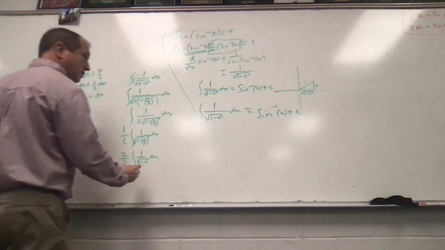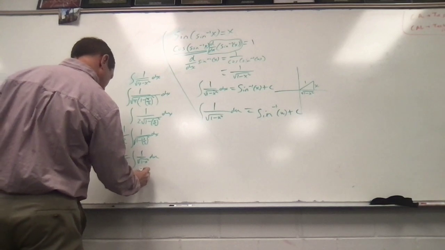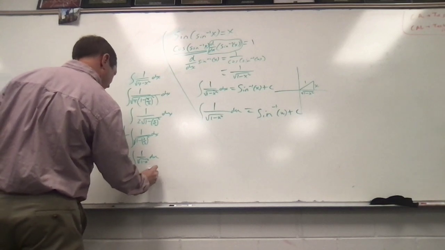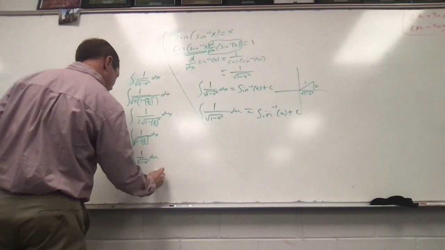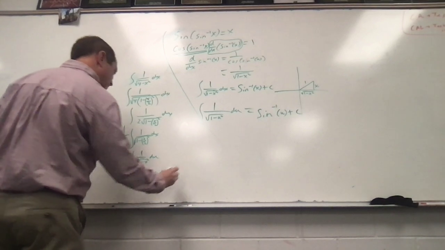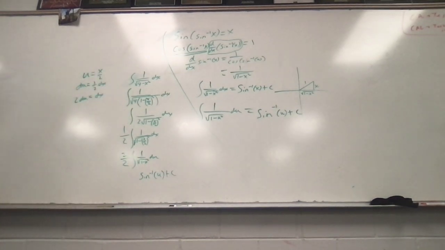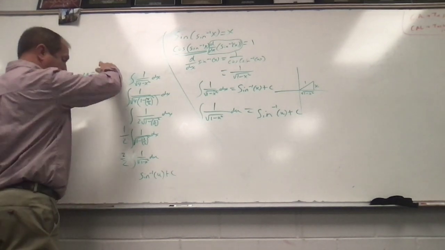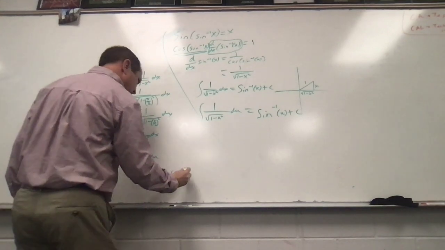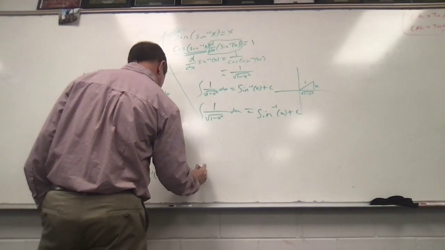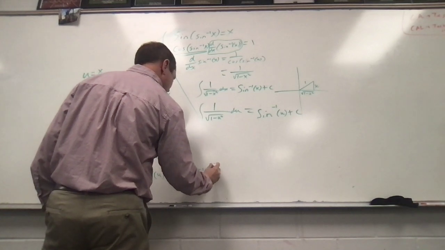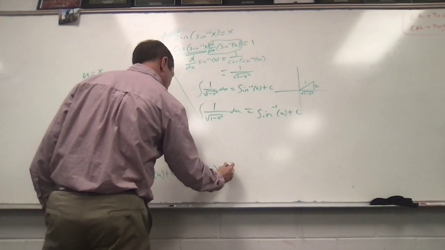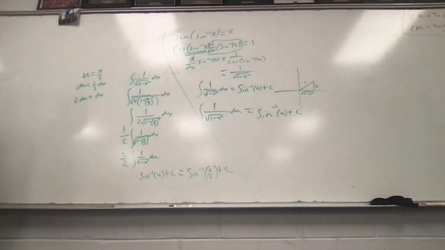So this becomes the sine inverse of u plus a constant. And now, again, this is an indefinite integral problem, so we get to substitute that back in. So it's equal to the sine inverse of x over 2 plus c. Is there a question about that?